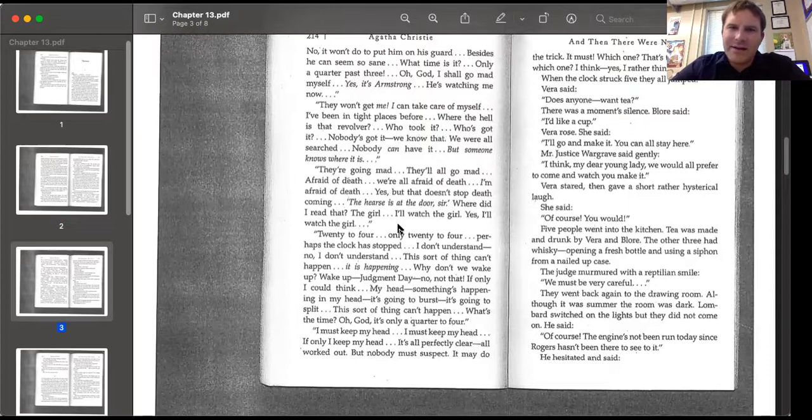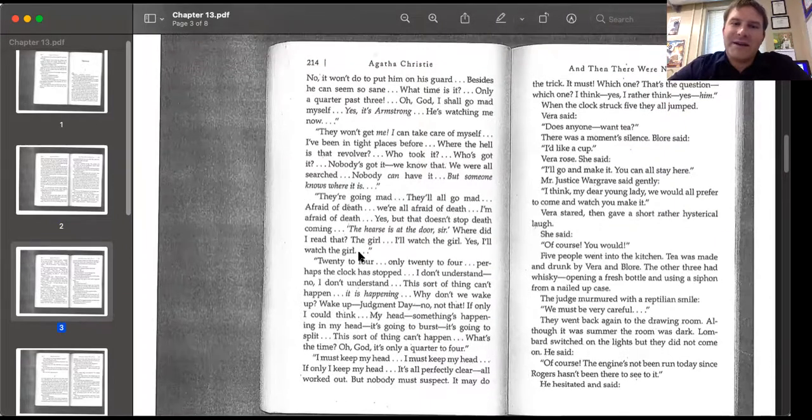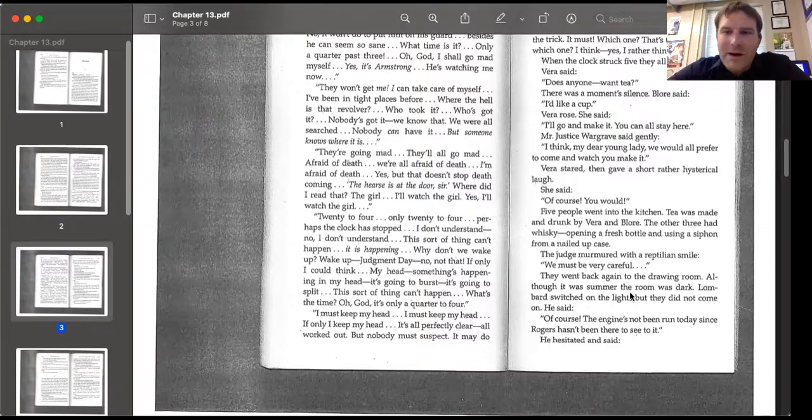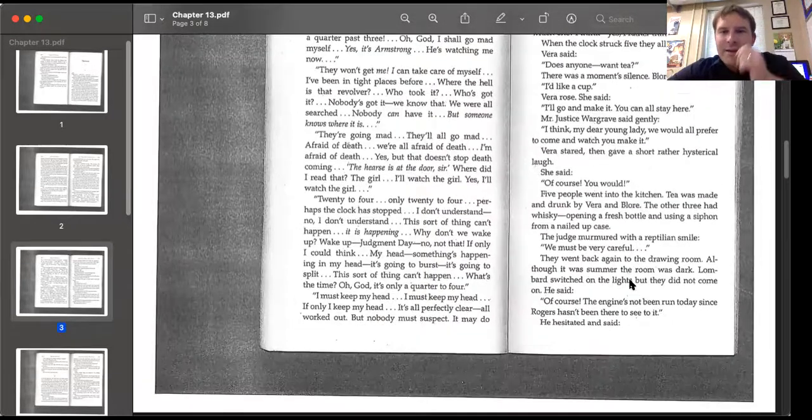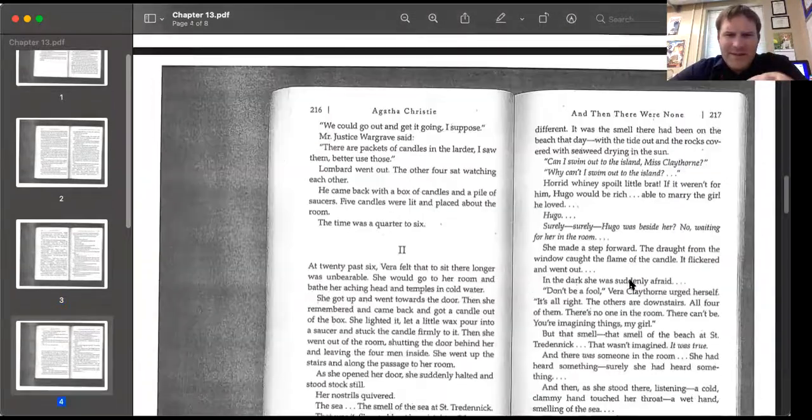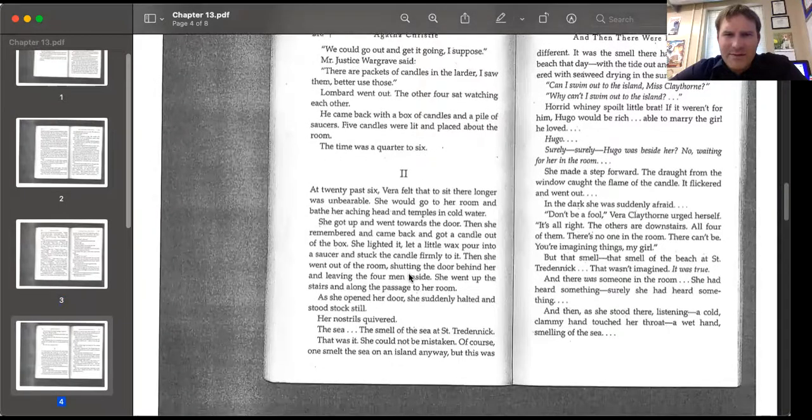You can rule out Vera, not as a murderer, but you can say this is not Vera speaking right here, because why would she say, I'll watch the girl? That doesn't make any sense for Vera to say. But you get to see inside their thoughts and how they're growing more and more paranoid as we go. You get even more evidence of this as we go through this.